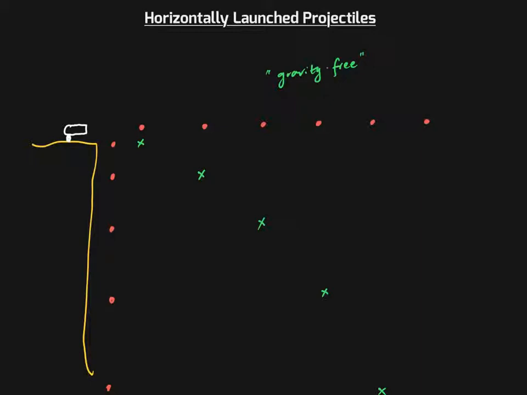Now, what I want to do is I want to kind of connect these points. And if we do that, we're going to see that the motion of this cannonball creates a parabolic, well, half a parabolic path. Okay, that's key. So we create a parabolic path.